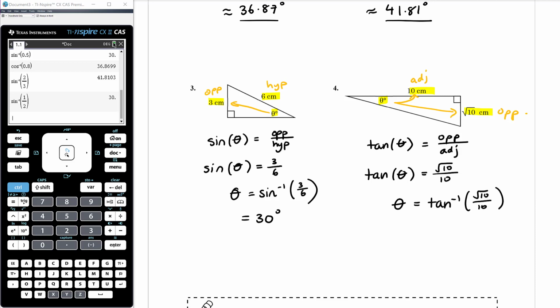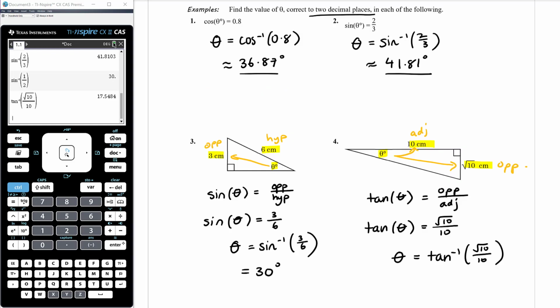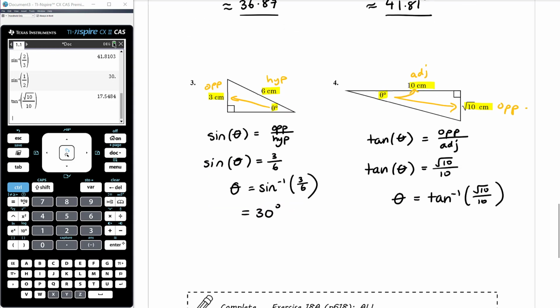inverse tan of root 10 on 10. So my CAS, trig button, inverse tan, square root of 10 divided by 10. Control Enter, and we want our answer still to 2 decimal places, I think, yep. And so theta is approximately 17.55 degrees, correct to 2 decimal places.